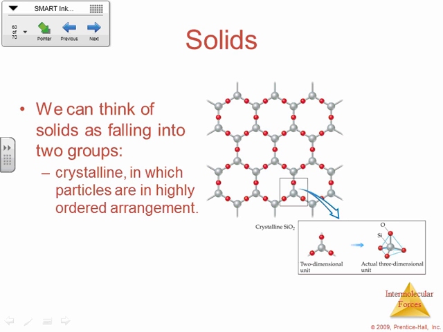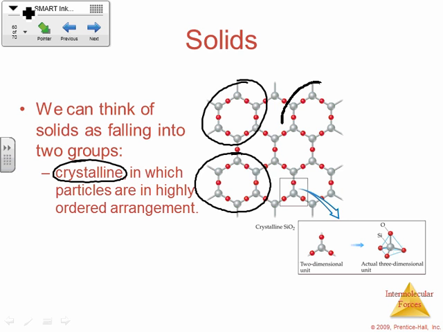Two groups that we can separate solids into. One is called crystalline, okay? And in a crystalline solid, there's a very ordered arrangement. You can look at this and tell this is very, very structured. If I take one piece of this solid, it looks the same as every other piece of this solid, right? So this unit right here looks exactly like this unit up here, or this unit over here. It doesn't matter where I look, the solid looks the same all throughout. So that's a crystalline solid.